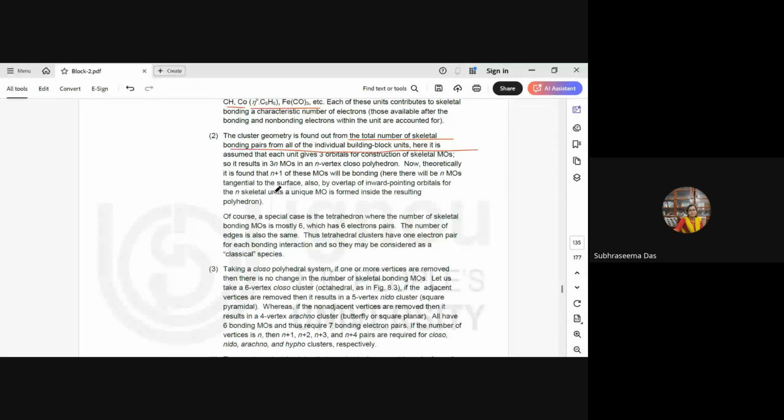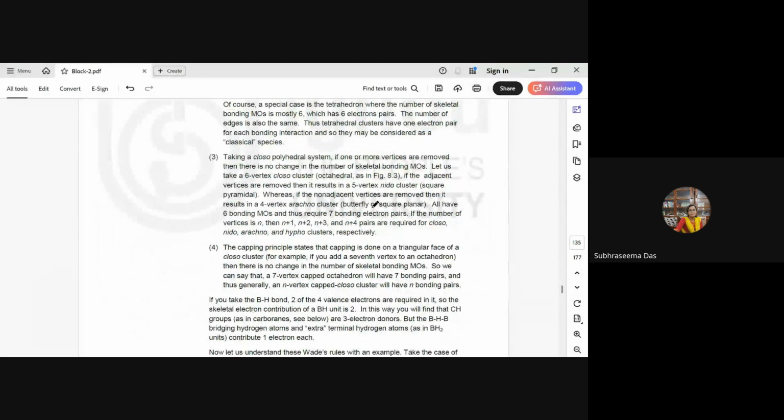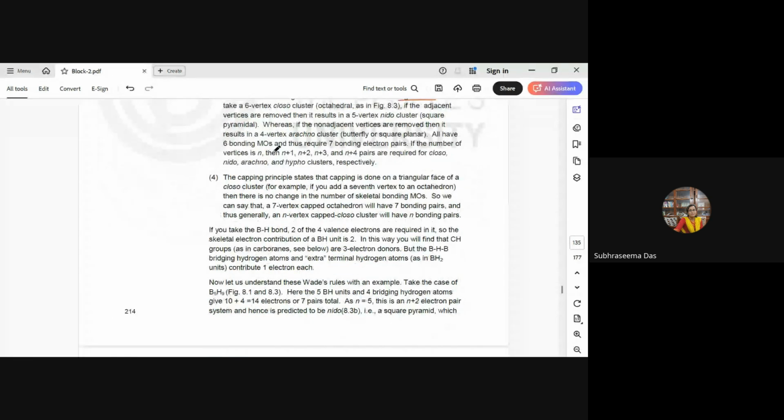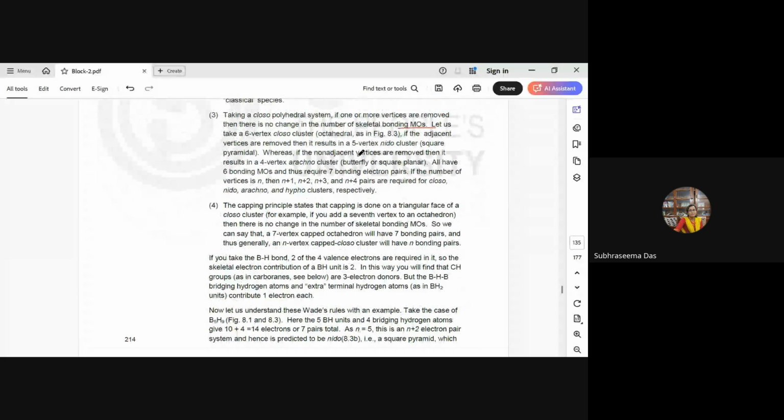Theoretically, it has been found that n plus 1 of these MOs will be bonding, for n skeletal units. Now, taking a closo polyhedral system, if one or more vertices are removed, then there is no change in the number of skeletal bonding MOs. Then the capping. So here there is an important point.